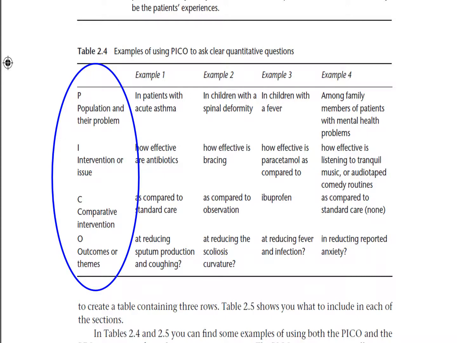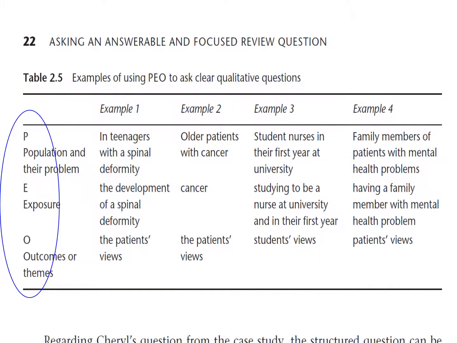There's also a system called PEO, and PEO is for qualitative studies. P again stands for population, E is for the exposure, and O is the outcomes. So for example 1, in teenagers with spinal deformity, the development of a spinal deformity and the patient's views. So teenagers with spinal deformity are the population, having a spinal deformity is the exposure, and what the views are is the outcome. And again, there are 3 other examples given there.